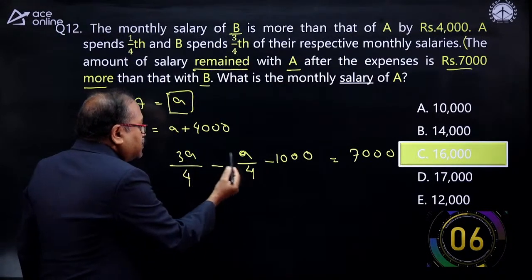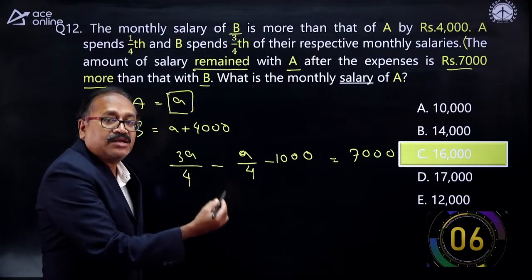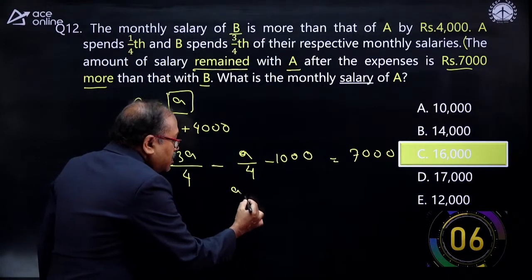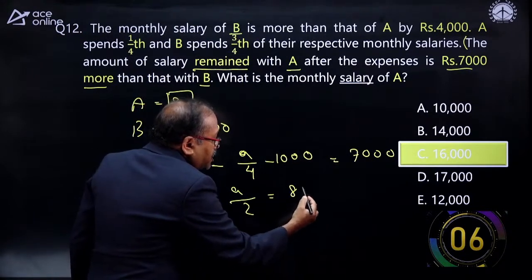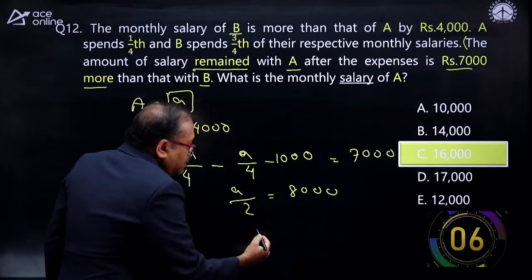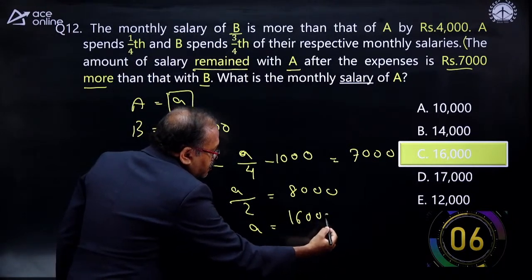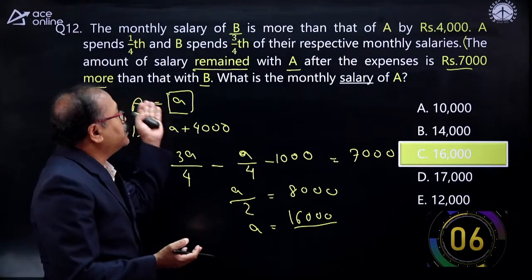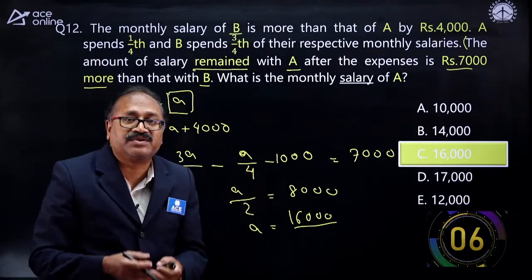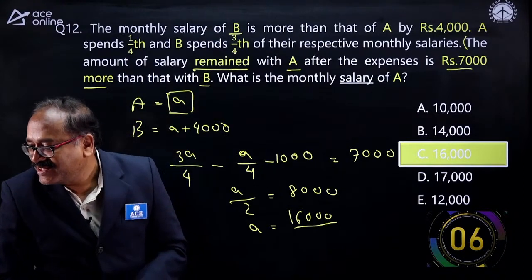So here you see that 3A minus A is 2A, 2A by 4, it's nothing but A by 2. So you are getting here A by 2. And when 1,000 goes the other side, it becomes 8,000. So what is A? A is equal to 8,000 into 2, 16,000. That's right. You just have to get familiar with this language or the structure of the question, the design of the question. So nice, sir. So nice.